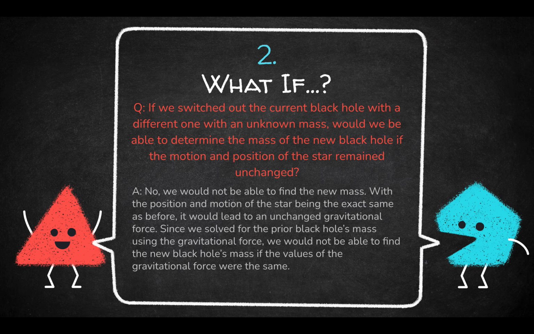Now, what if we switched out the current black hole with a different one with an unknown mass? Would we be able to determine the mass of the new black hole if the motion and position of the star remain unchanged? The answer is no, we would not be able to find the new mass. With the position and motion of the star being the exact same as before, it would lead to an unchanged gravitational force. Since we solved for the prior black hole's mass using the gravitational force, we would not be able to find the new black hole's mass if the values of the gravitational force were the same.